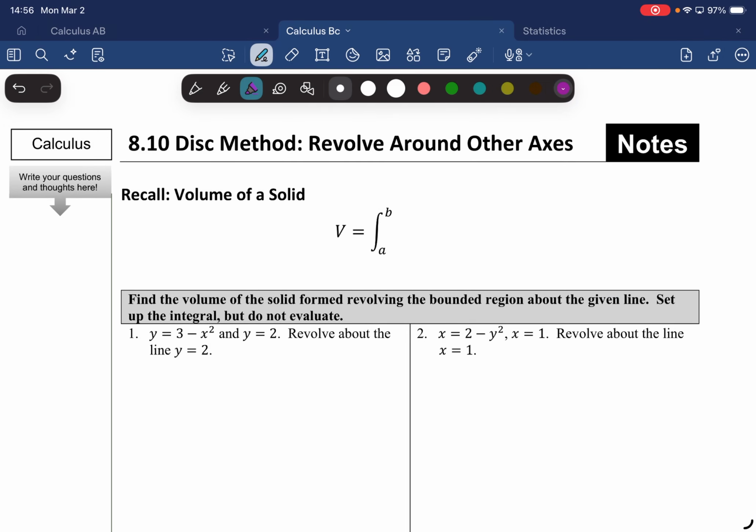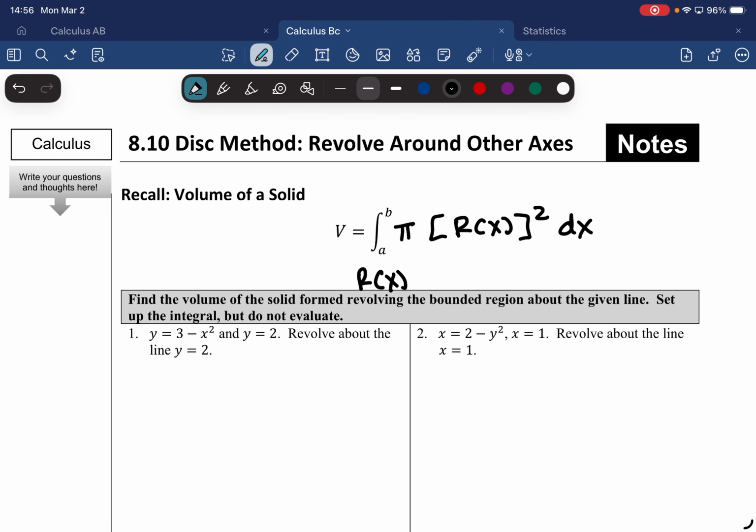Okay, so 8.10 is the disk method revolving around other axes. It says recall the volume of a solid, so the same formula we wrote in the last one, which is volume is equal to the integration of a to b pi times r of x squared dx, where r of x is us revolving around the x-axis. And when we were revolving around the y-axis, we said r of y. Okay, but we're not rewriting the formula every single time. It's just so you know.